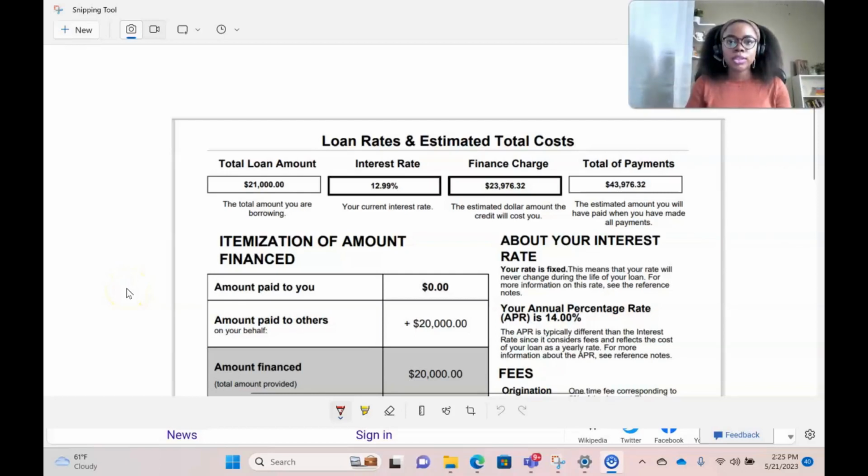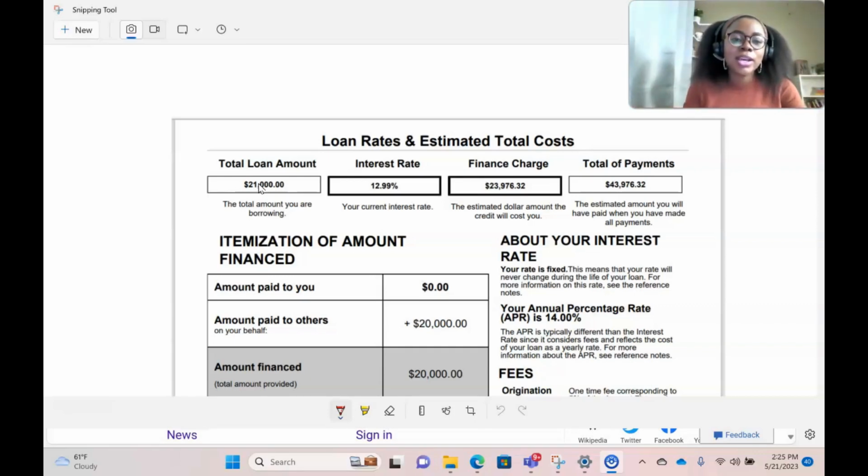All right, so this is the example. I took a screenshot from the loan approval letter, and this is what it looks like. So these are the most important things you need to pay attention to, okay? First is the loan amount. This is what you're borrowing. So you're borrowing $21,000 today, or really this person in this case is borrowing $20,000, but there's $1,000 of origination fee. And what that is, they're just charging you for helping you get a loan.